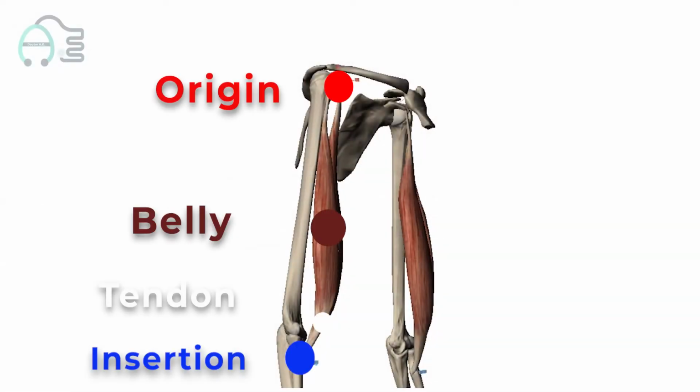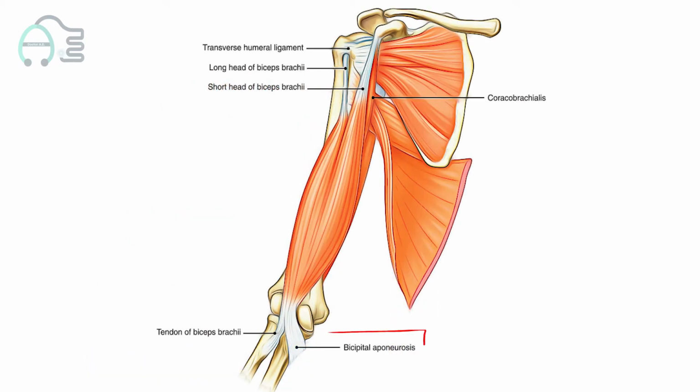Origin. It is the relatively fixed end of muscle during its natural movement. Insertion. It is the relatively mobile end of muscle during its natural movement. Belly. Fleshy fat contractile part of the muscle. Tendon. The fibrous non-contractile part of the muscle that attaches it to the bone. Aponeurosis. Flat tendon arising from connective tissue around the muscle.